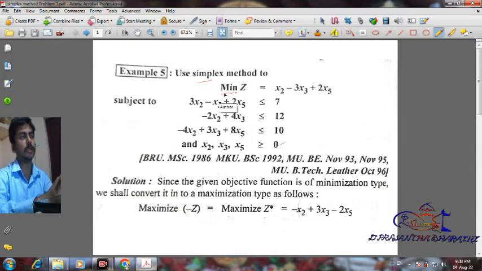We know that whenever we have a minimization problem, we want to convert it into a maximization problem. So here we write it as maximize of -z, and again this -z is transformed to maximize z star. After writing maximize z star on the left hand side, we multiply the right hand side by minus, so we get -x2 + 3x3 - 2x5.